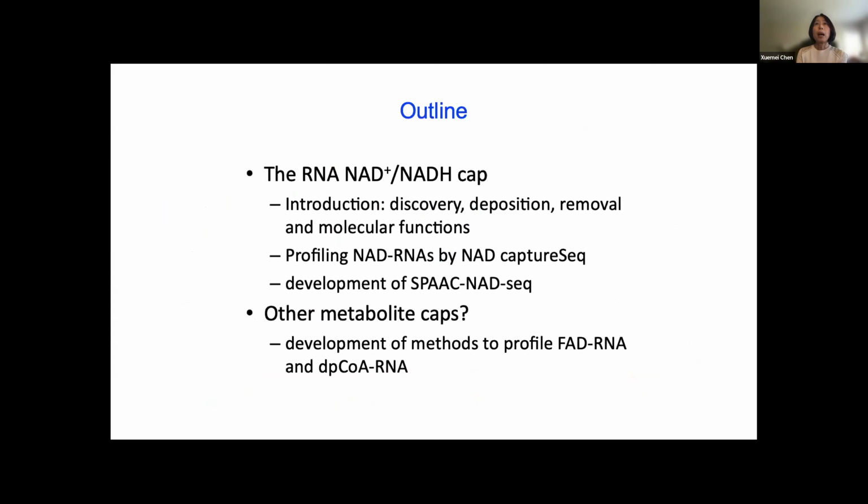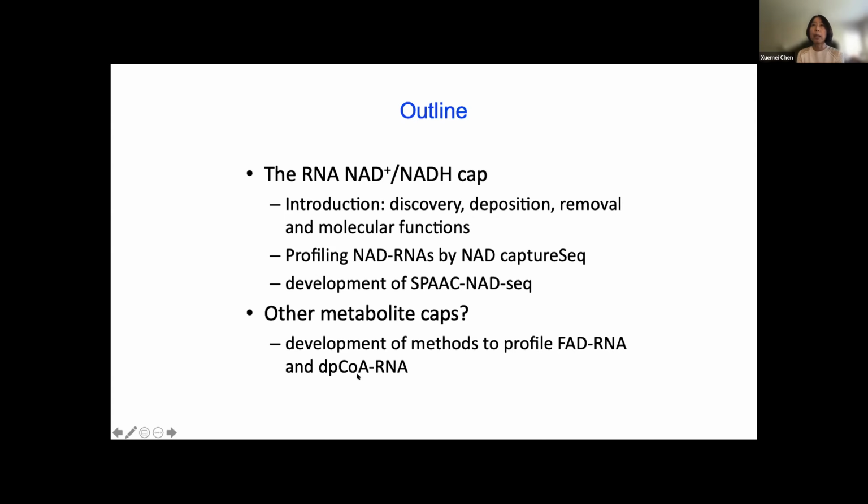So today, I will mainly focus on the RNA NAD cap. And actually, I will be referring to NAD plus and NADH caps together collectively as the RNA NAD cap. And that's because the profiling approaches that I will be talking about cannot effectively distinguish these two types of RNA caps. And then towards the end of my talk, I will also briefly mention our efforts to study FAD and DP-CoA capped RNAs.